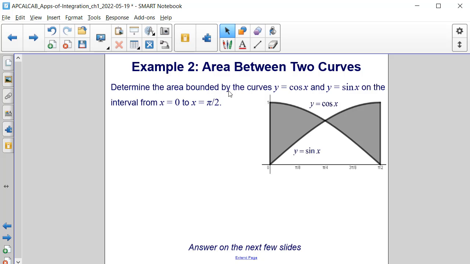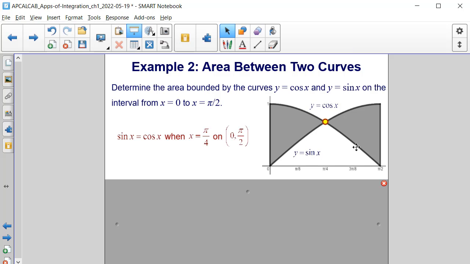Determine the area bounded by the curves y equals cosine of x and y equals sine of x on the interval from x equals 0 to x equals pi over 2. Let's get started on this one. The first step is to determine this point of intersection where cosine of x goes from being above to being below. And that value is where sine of x and cosine of x are equal on the interval from 0 to pi over 2. And that happens when x is equal to pi over 4.